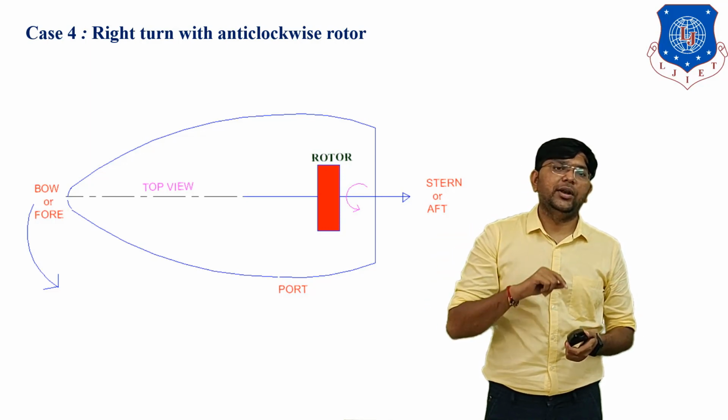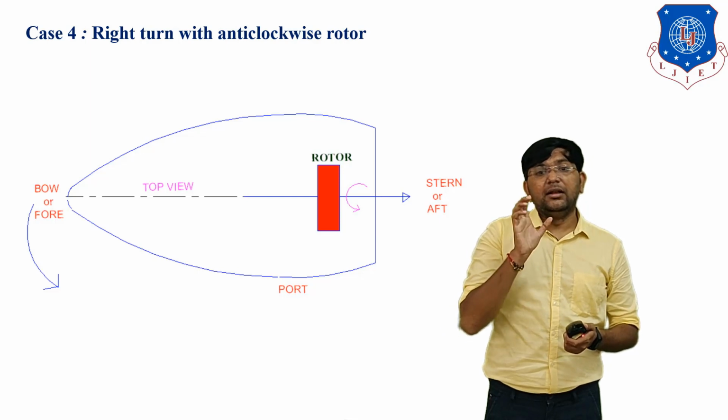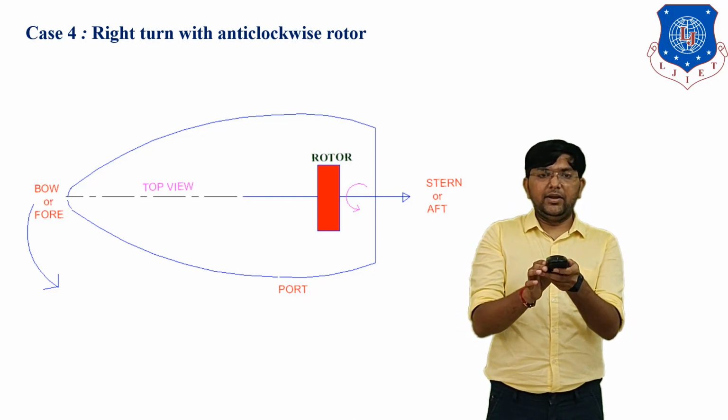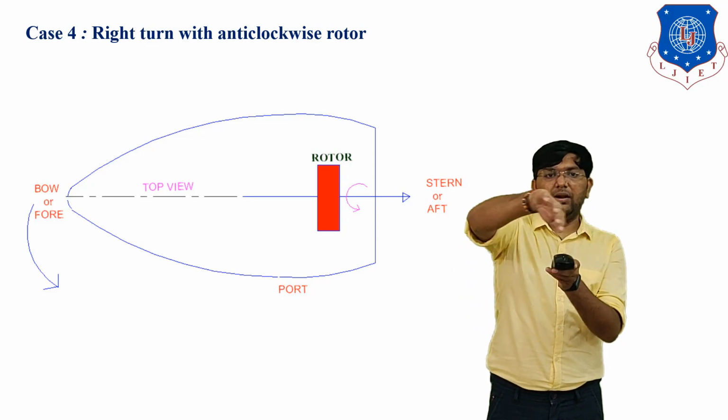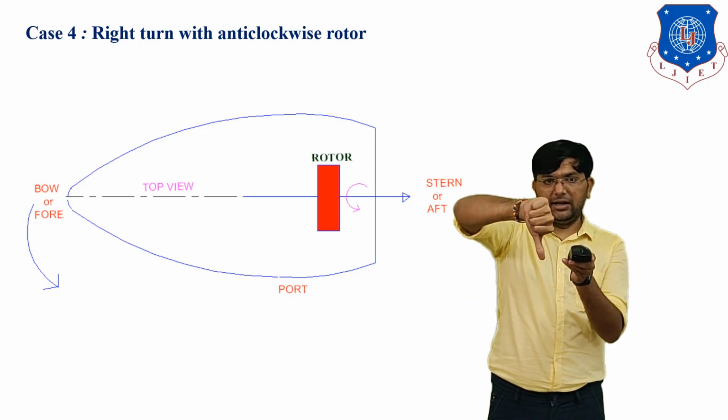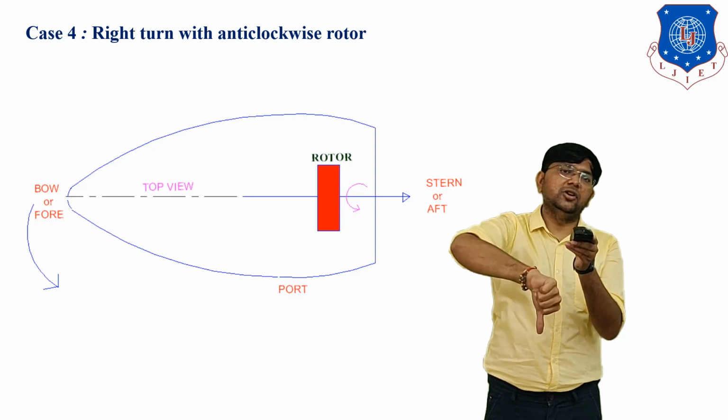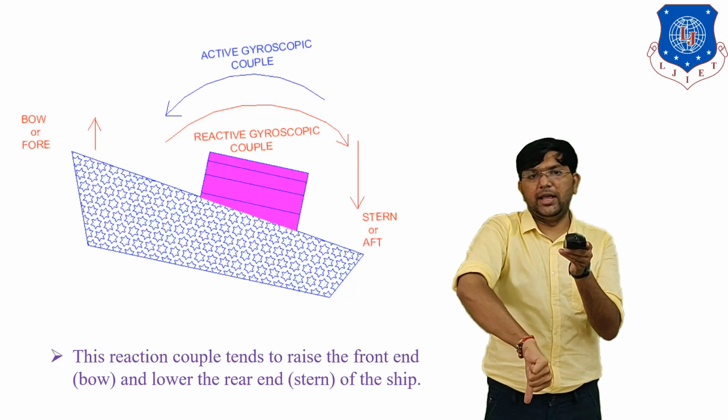Now the ship tries to take a right turn. That means this is the ship and the ship tries to take a right turn. So put your finger in the right-hand direction. Clear? At that time the thumb indicates the direction of angular momentum, that is in the downward direction.